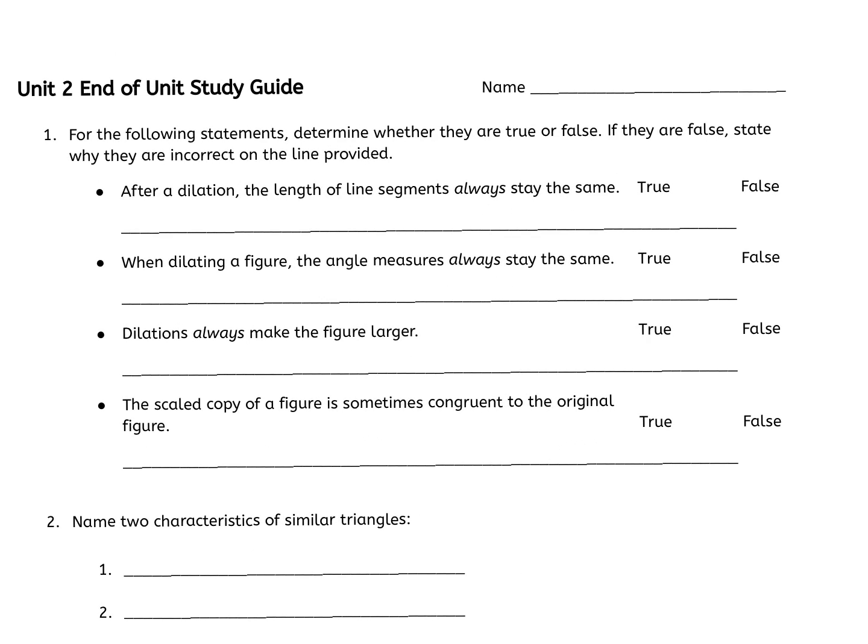This is your Unit 2 end of unit study guide. For number 1, it reads, for the following statements, determine whether they are true or false. If they are false, state why they are incorrect on the line provided. So make sure we do that part too. Okay, the first bullet point.